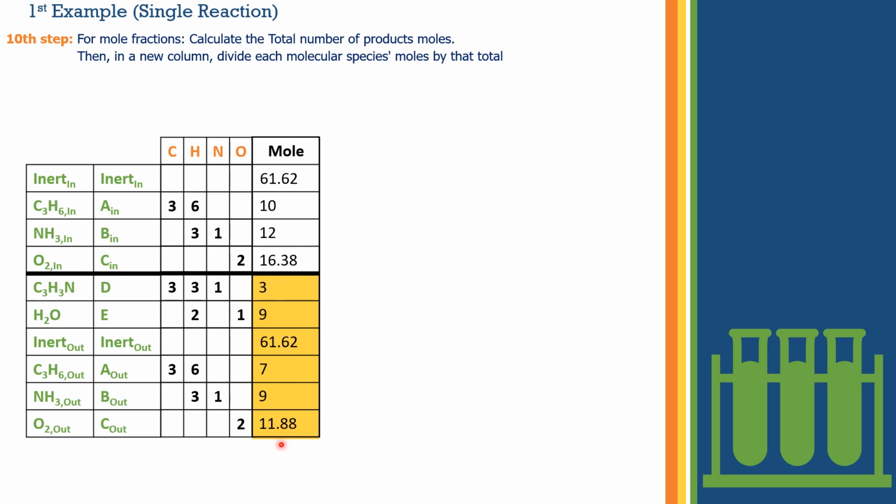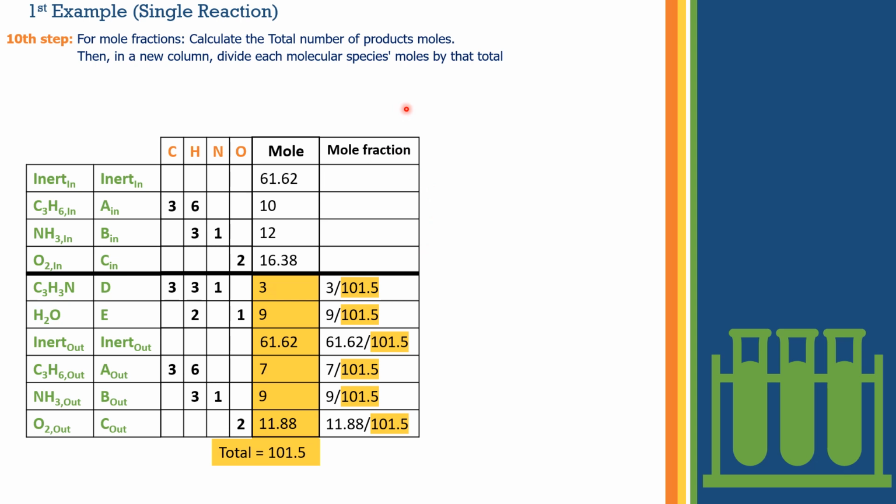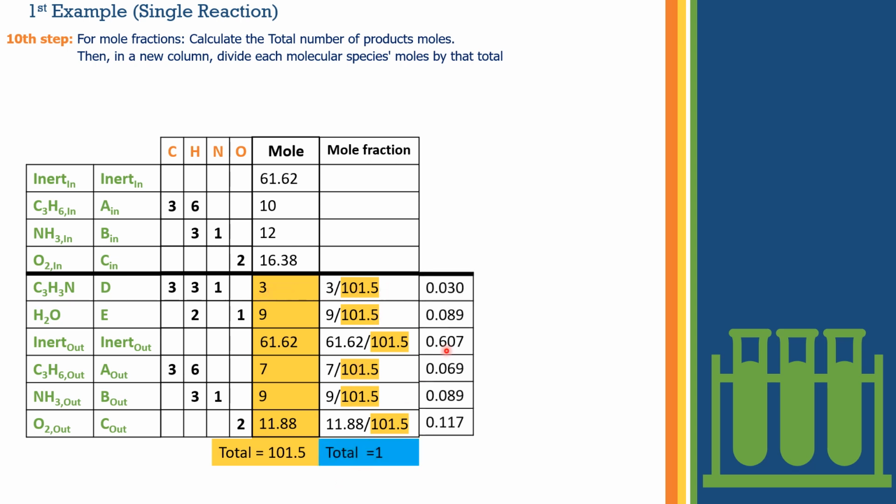So here are the outputs, the products and the inert. We will calculate their summation, which is 101.5. Then we will divide each moles of a molecular species by that total, and the total should be 1, and you can calculate it as a fraction if you want.